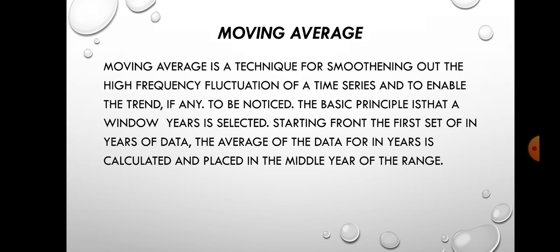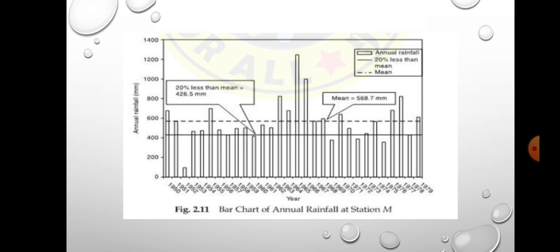So, moving average. Moving average is a technique for smoothing out the high frequency fluctuations of a time series and to enable the trend, if any, to be noticed. The basic principle is that a window of m years is selected, starting from the first set of m years of data. The average of the data for m years is calculated and placed in the middle year of the range. So sa figure 2.11, bar chart of annual rainfall at station M.